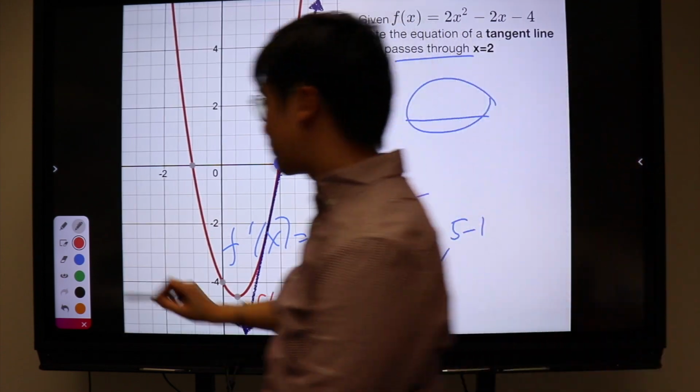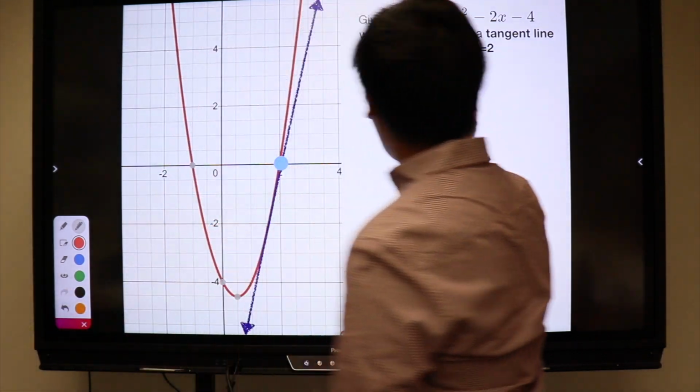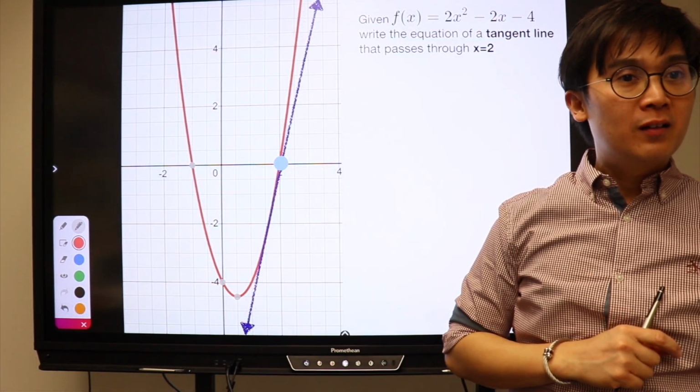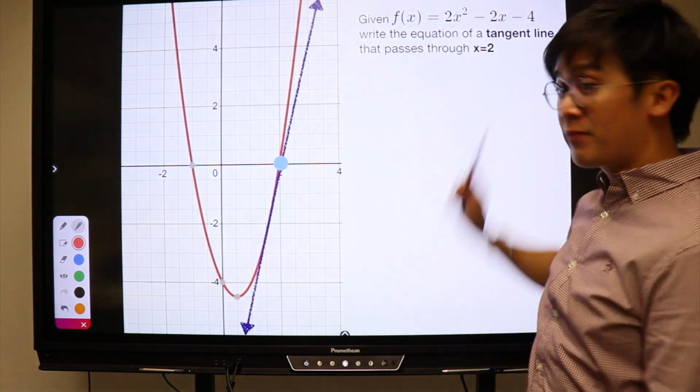So, going back to this problem, we already know the answer to this problem, right? Can you please use the new rule, new derivative rule, without using the formula, the limit formula, to solve this problem?